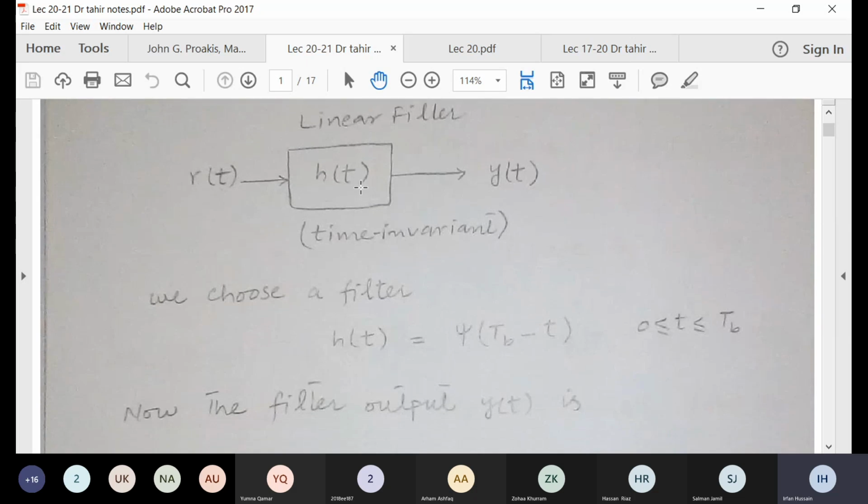Now here, what should be the impulse response of the linear filter? The impulse response of the linear filter has to be a matched response. This filter response is given as psi of Tb minus t. So it is matched to the orthonormal basis function, which was psi of t. This is psi of Tb minus t.